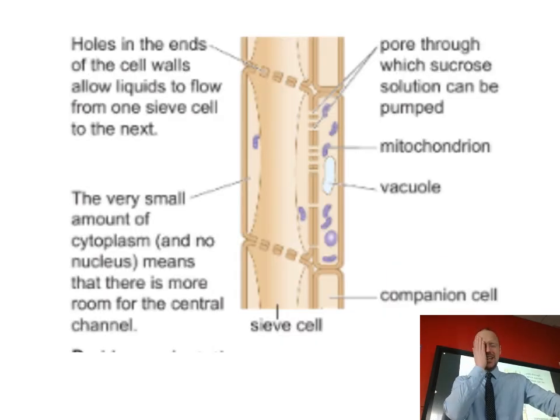Right, this is the textbook version of the phloem. So I would pause that, just make sure you understand this now. So companion cells have got lots of mitochondria because they do active transport. This is a good diagram to see the sieve cells.